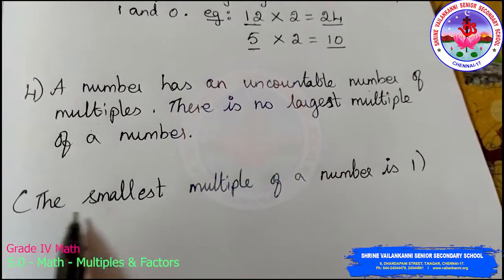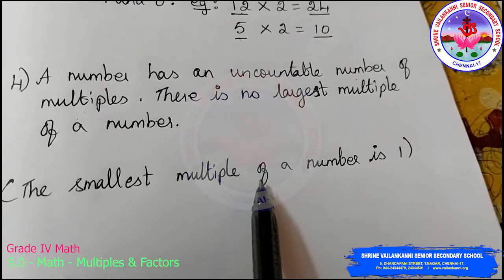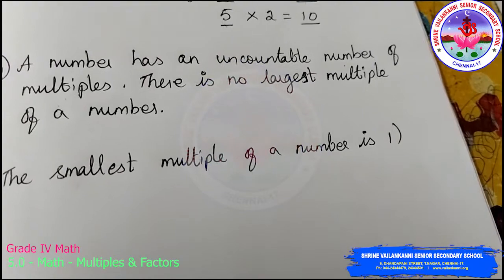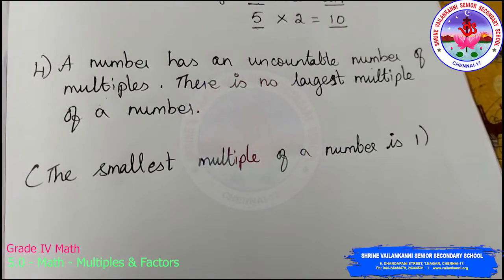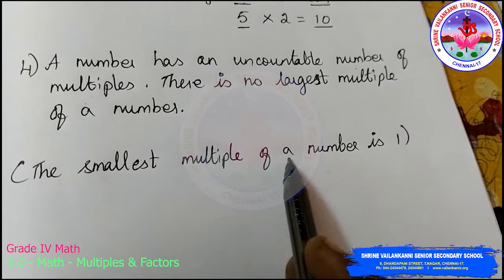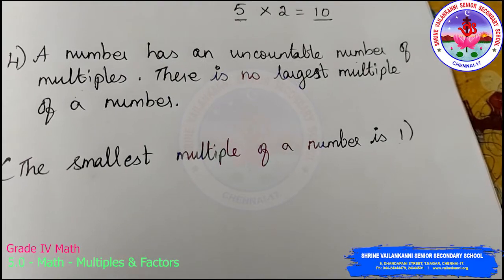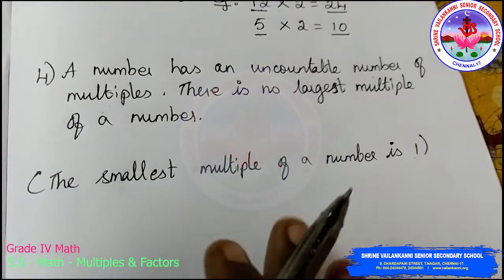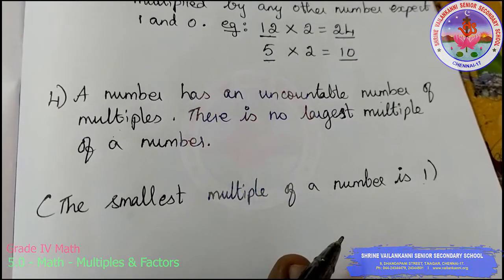And the smallest multiple of any number is the number itself, which you get when you start multiplying with 1. That is the smallest multiple of a number. The greatest will not be mentioned, because I told you that you can find multiples any number of times. So these are the four main properties we see in this chapter. Hope you have understood. Thank you, children.